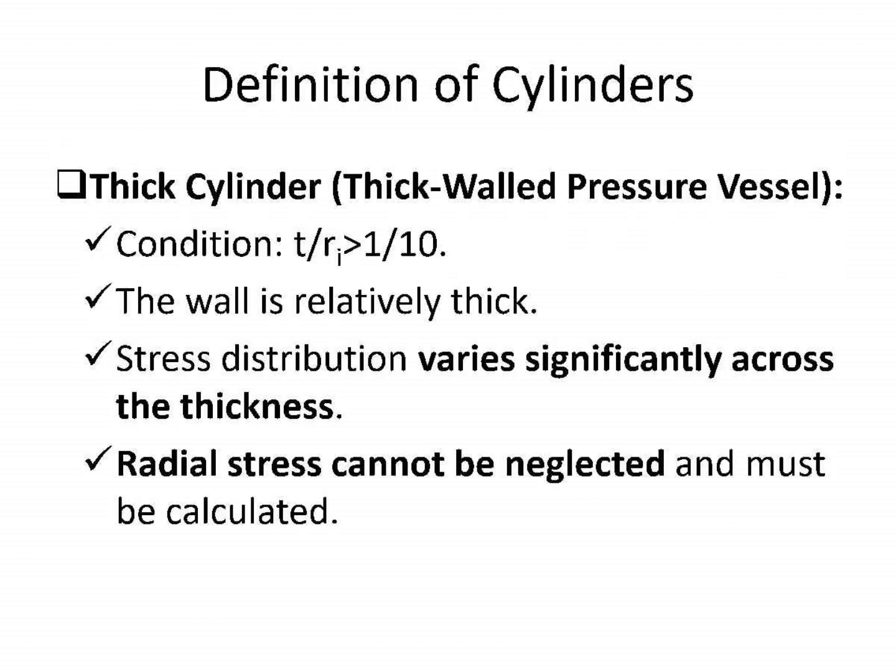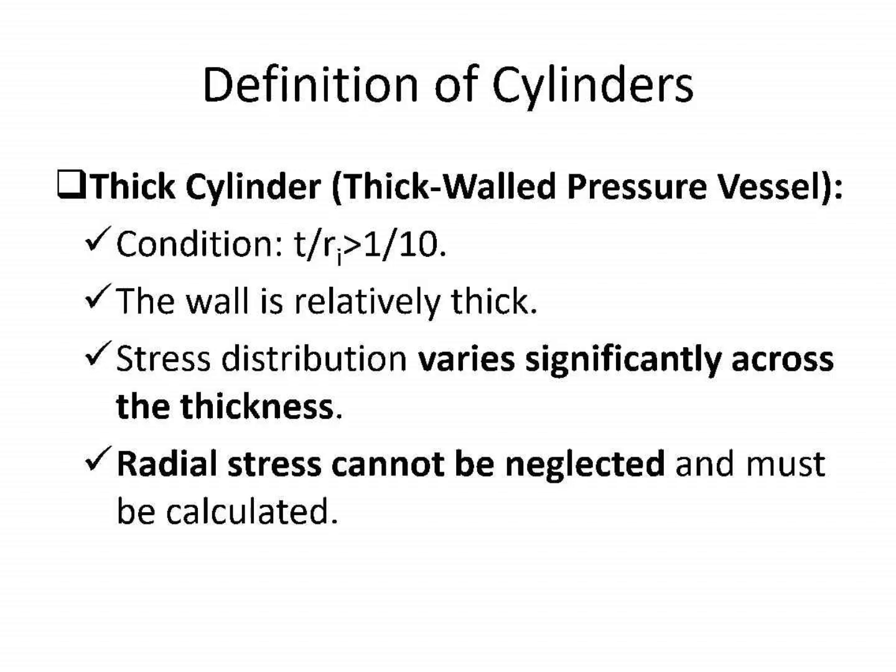Slide 5. Thick-walled cylinder. A thick-walled cylinder exists when the wall thickness is greater than 1/10 of the inner radius. In this situation, the wall is relatively thick, and stress varies significantly across the thickness. Radial stress becomes important and must be included in the analysis. Thin cylinder assumptions are no longer valid.